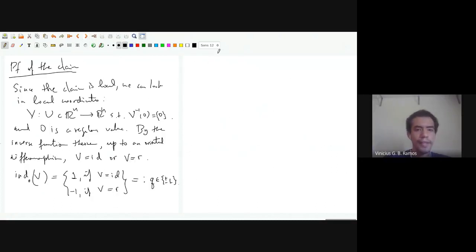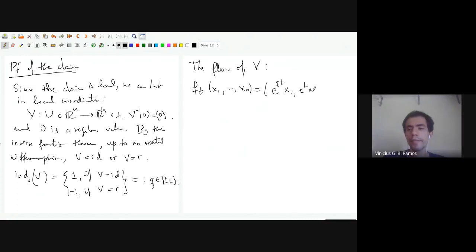So, let's look at the flow. What is the flow of V? The flow of V is very simple. V is either the identity or it's the reflection. So the flow is going to be e to the qt times x1, and then e to the t times x2, etc.